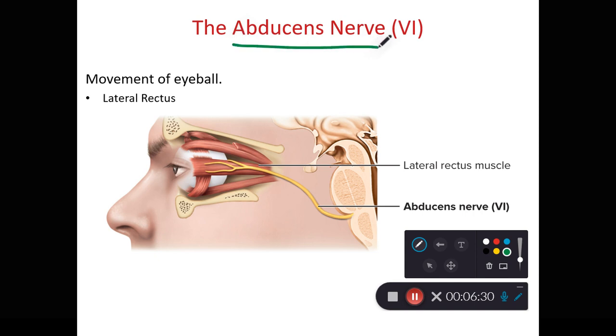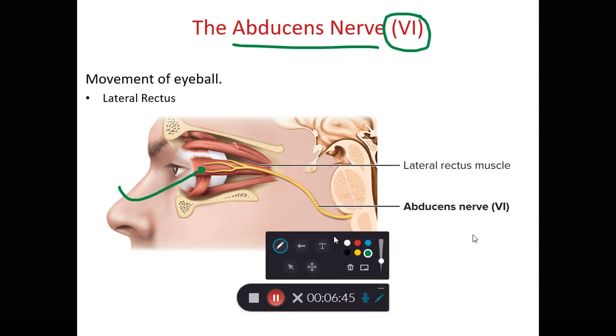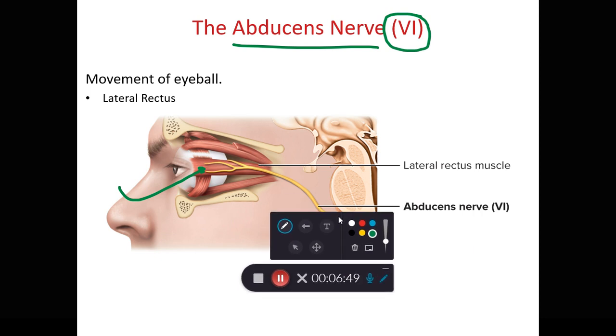As we look at the abducens nerve, cranial nerve number 6. This is another nerve that is going to be a motor nerve. It's associated with moving the eyeball. In particular, it's going to be the nerve associated with the lateral rectus muscle of our eyeballs. So it's going to allow for us to turn our eyes to the left or right. It's going to allow us to turn an eyeball laterally so that we can look to the side.